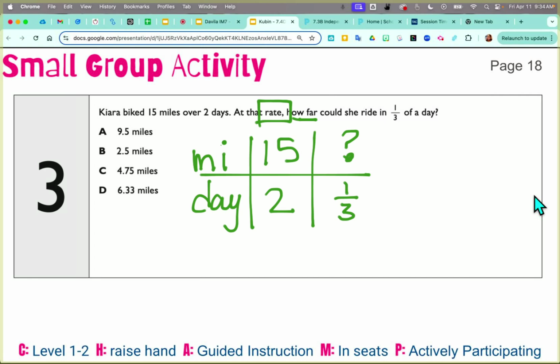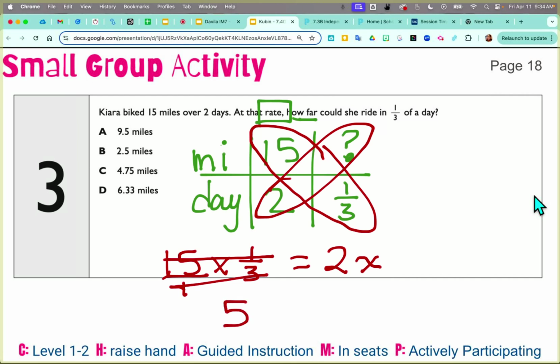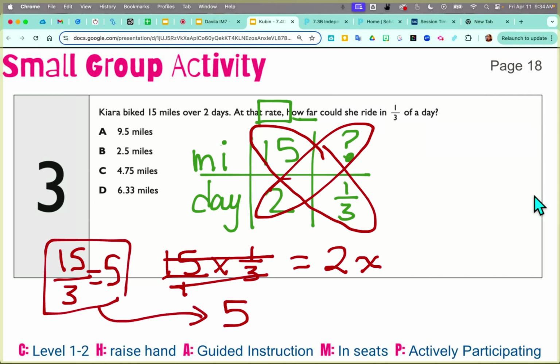I'm going to solve this the same way that I did the first one. I'm going to cross multiply. 15 times 1/3 equals 2 times x. Now 15 times 1/3 is 15 divided by 3. And that is equal to 5. And that's what I did to get this 5. Equals 2x.